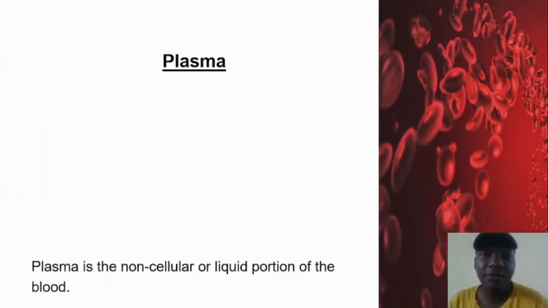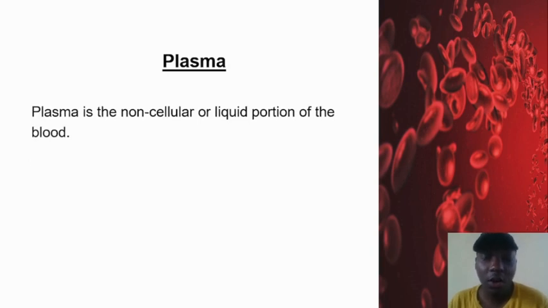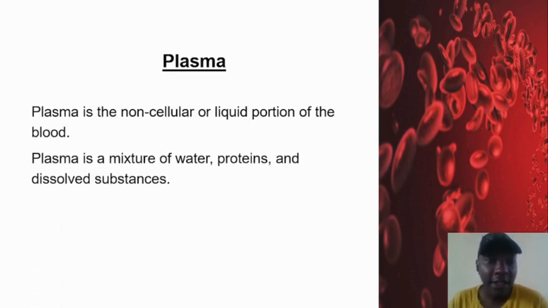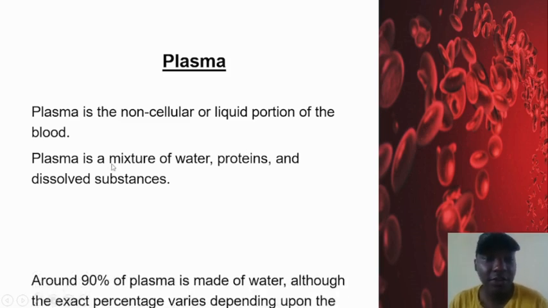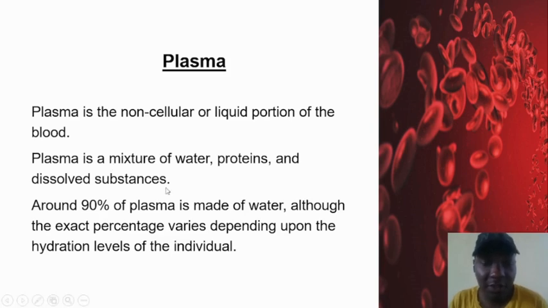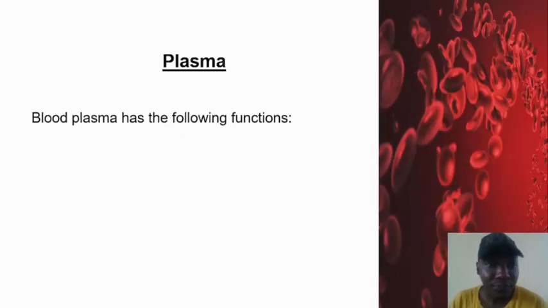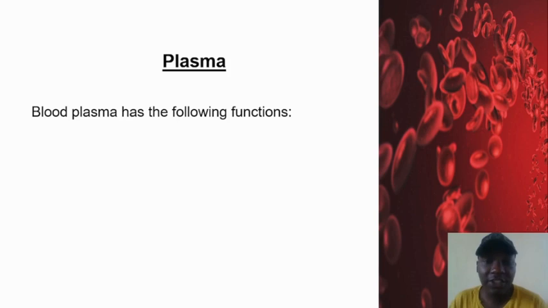Moving on, let's see the plasma. The plasma is the non-cellular or liquid portion of the blood. Plasma is a mixture of these components: water, proteins, and dissolved substances. So these are the main components of the plasma. Around 90% of the plasma is made up of water, although the exact percentage varies depending upon the hydration levels of the individual. Now, blood plasma has the following functions.